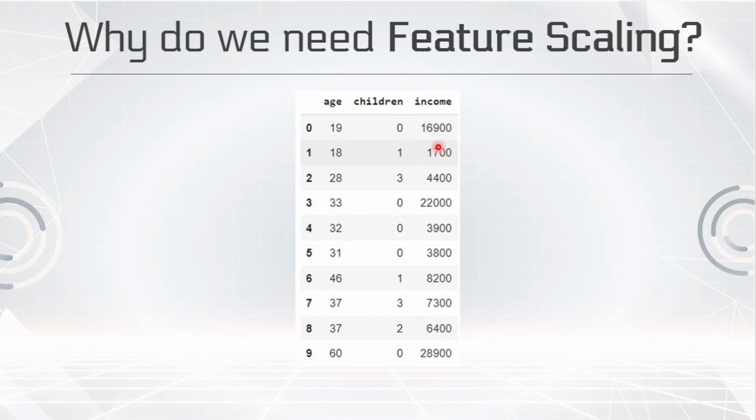Let's see this example. In this dataset, we have 3 columns, age, number of children, and income. If we feed this data to the machine learning model as it is, it will give more attention to the income column and less attention to the age and children columns, because the scale of income column is much larger than the other columns. That's why we need to have the same scale for all the columns. In this way, the importance of features will be decided in the training phase rather than according to their scales. If you don't apply feature scaling, then your model will be biased towards the features which have larger scales, and the model will not converge.